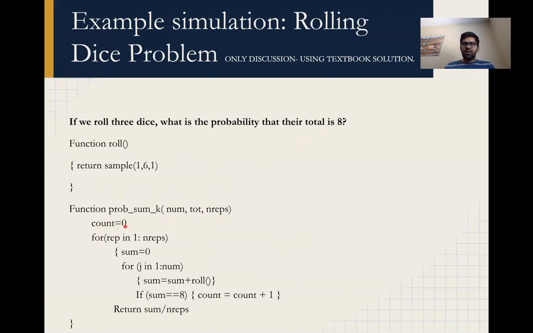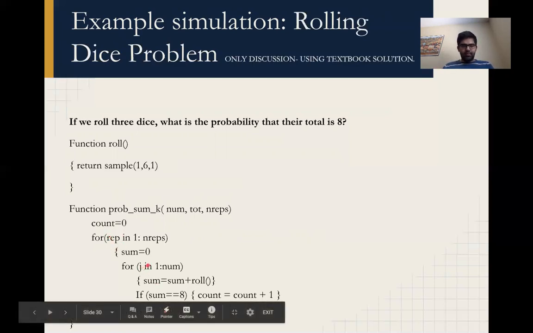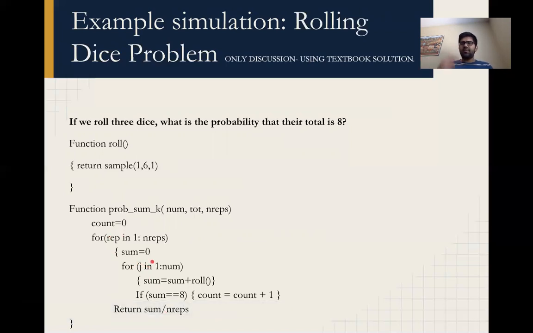Count is 0 again. It's a counter to find out the number of times I get the sum as 8. I run this loop n reps times. Initially, the sum is set to 0. So this is like for every simulation. Every time I throw the dice, the sum is 0, and I add the 3 numbers, right?